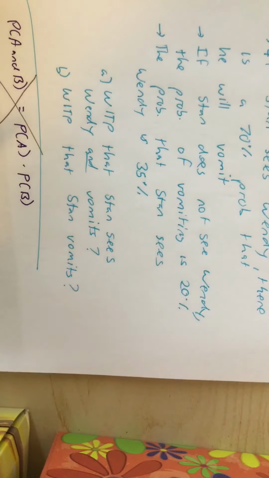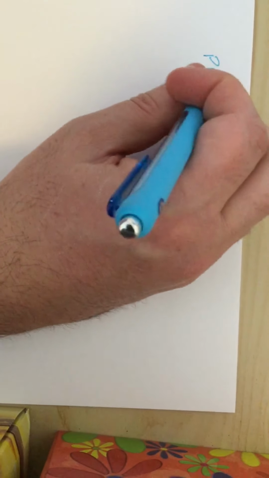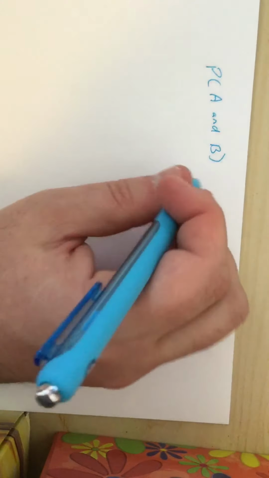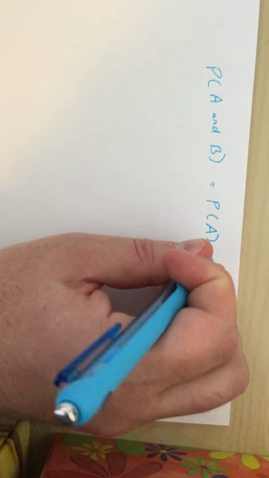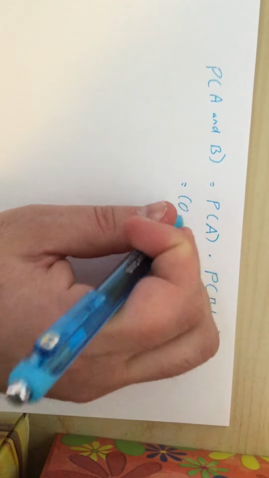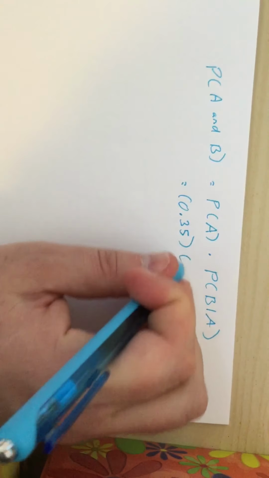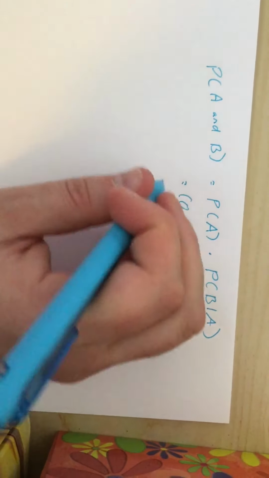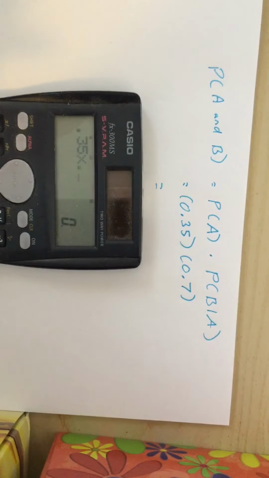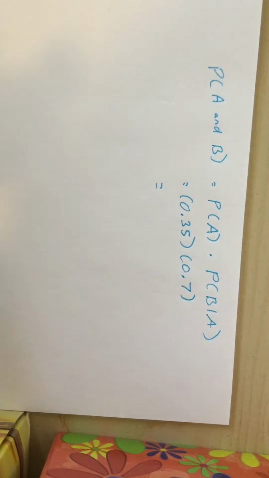So the first question was, what's the probability he sees Wendy and vomits? The probability that he sees Wendy and vomits is the probability that he sees Wendy times the probability that he vomits given that he sees Wendy. In this case, there's a 35% chance that he sees Wendy. If he sees her, there's a 70% chance that he will vomit. So calculator. So it's 24.5%.